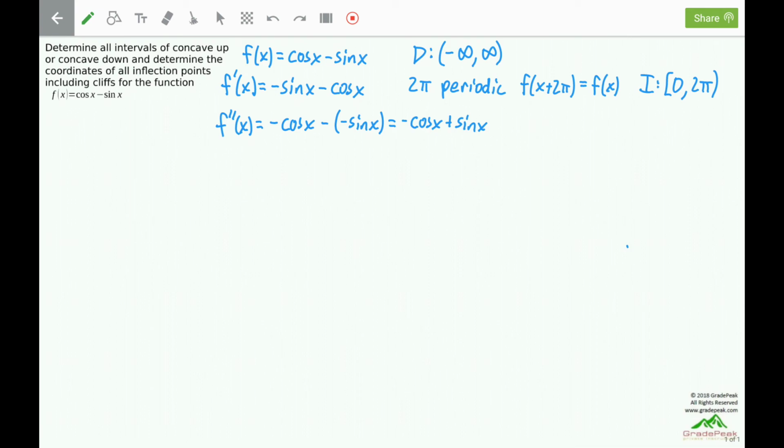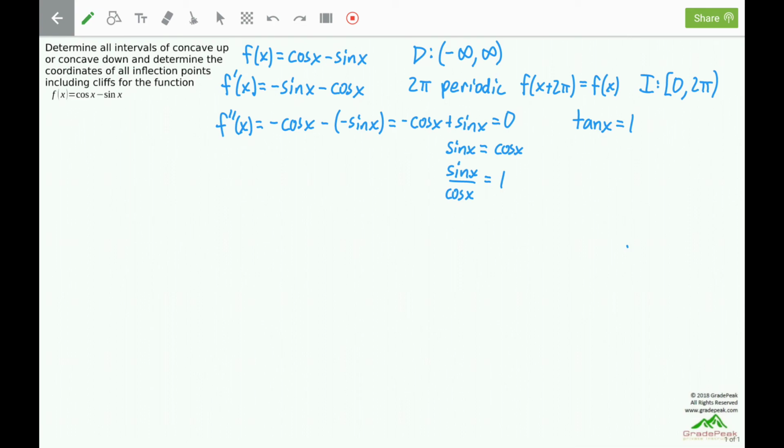We can now set the numerator equal to 0, and the denominator, if there is one, also equal to 0, and solve for all x's that make it true. Let's add cosine x to both sides. So sine x equals cosine x. We can now divide both sides by cosine x. Sine x over cosine x equals 1. The reason for this is sine over cosine is tangent. And so we have a single trig function instead of 2 separate trig functions.